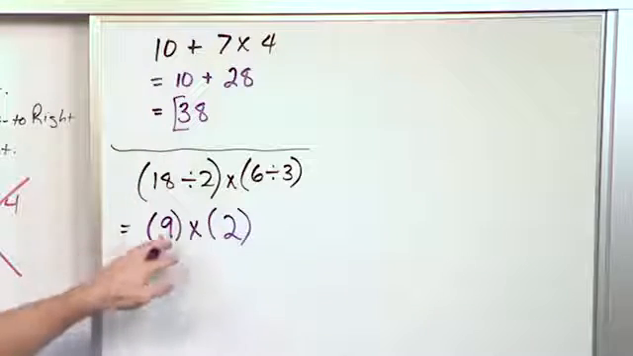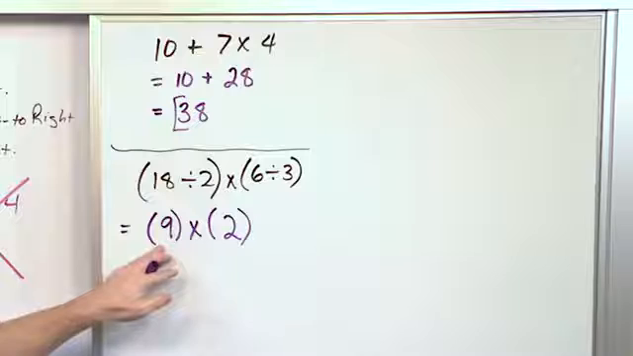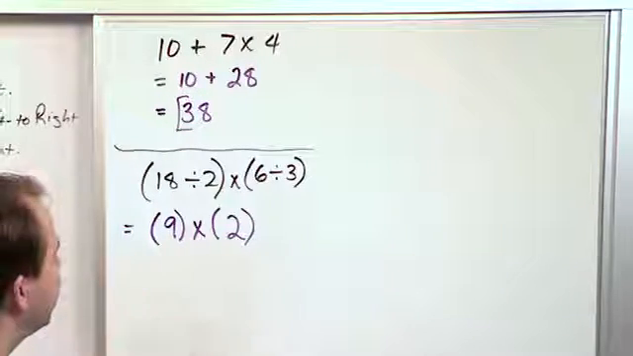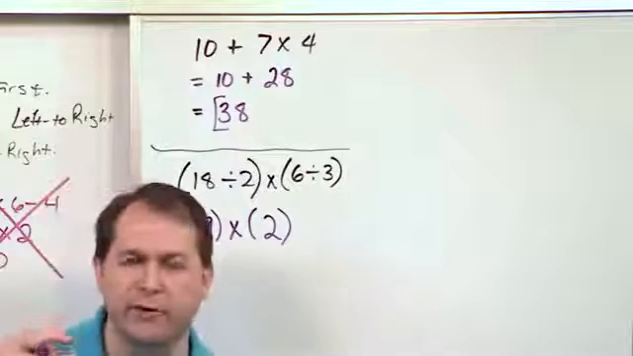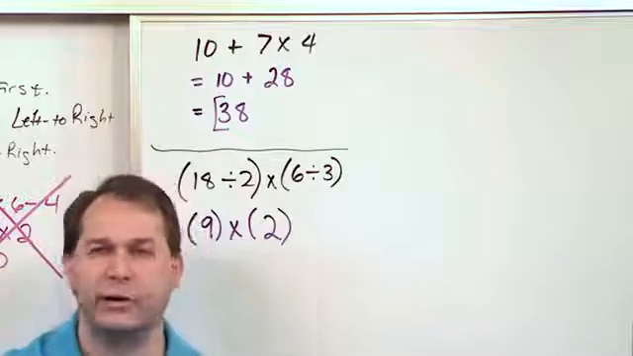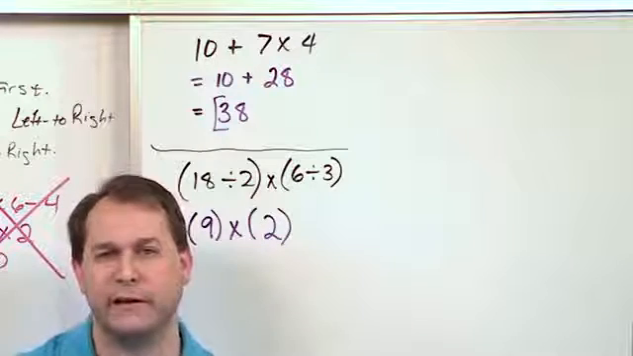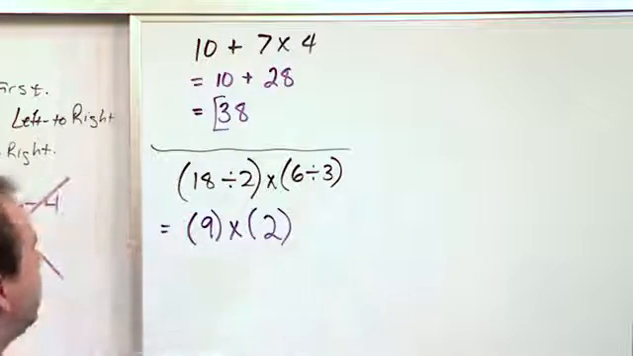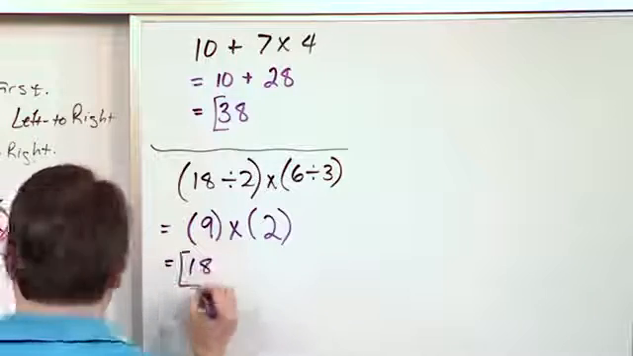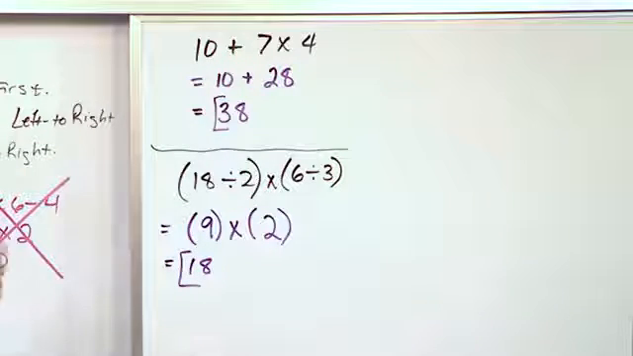Okay, so we've done everything inside the parentheses, and now the only thing that we have left to do is this operation, the multiplication, because we go through the order of operations. We've done the parentheses. Now we look for addition and subtraction. We don't have any. Next, we look for multiplying and division, and we do that like this. So 9 times 2 is 18. 18 is the final answer to that problem.